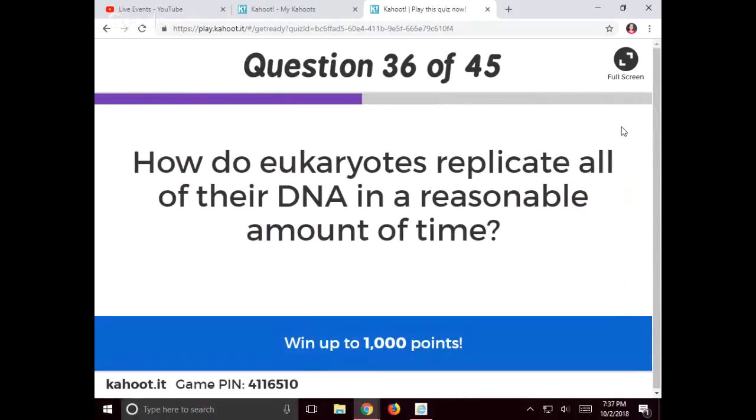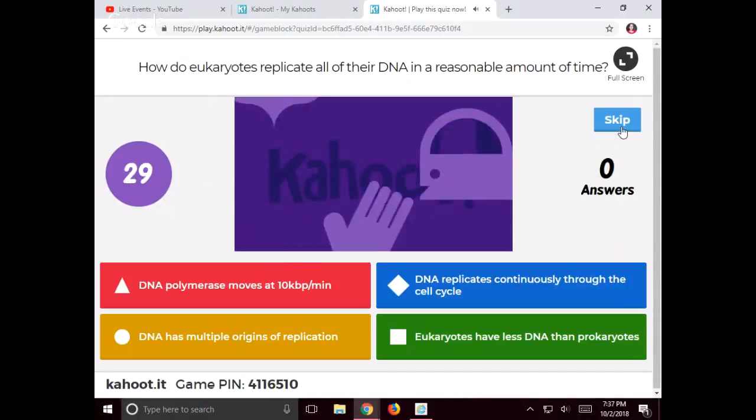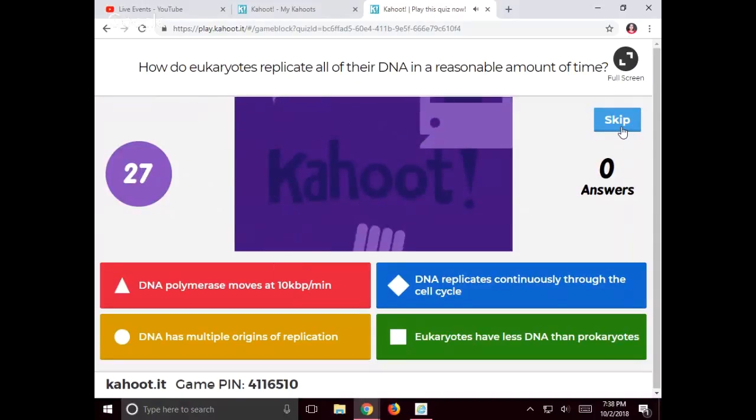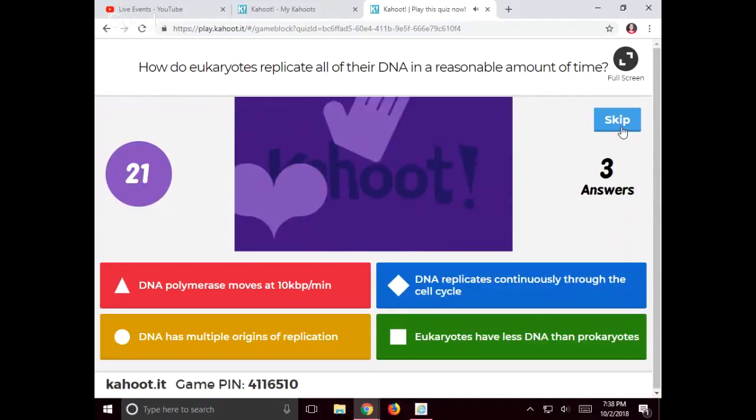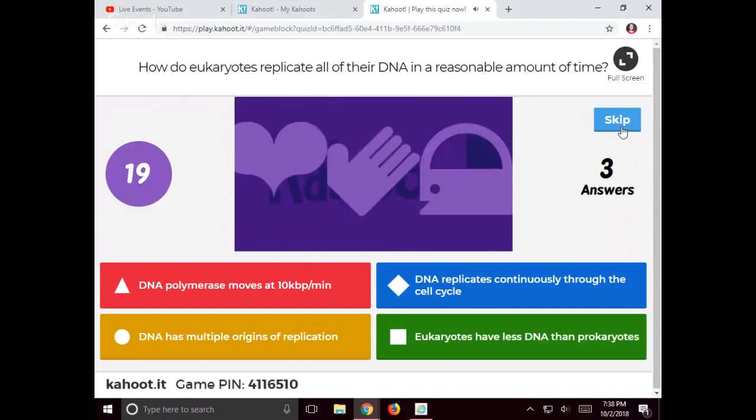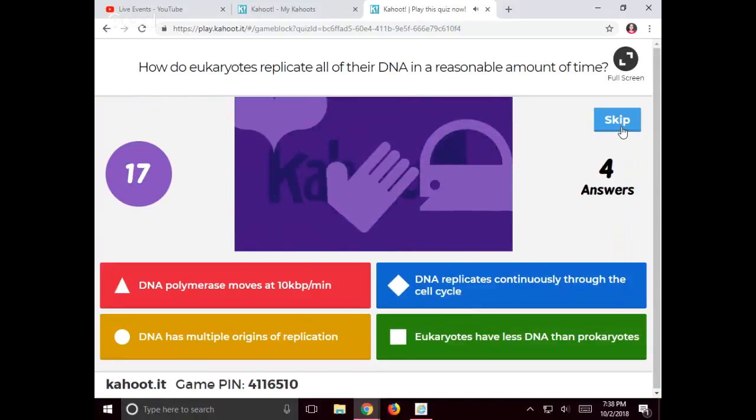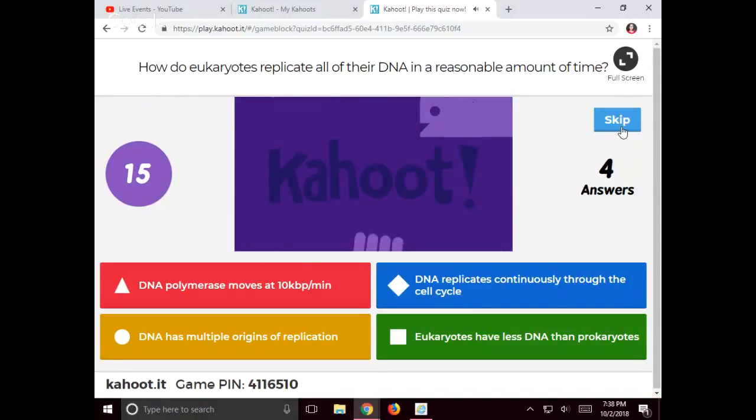All right, how do eukaryotes replicate all of their DNA in a reasonable amount of time? They move at 10 kilobase pairs a minute. They replicate continuously throughout the cell cycle. They have multiple origins of replication. And eukaryotes have less DNA than prokaryotes.